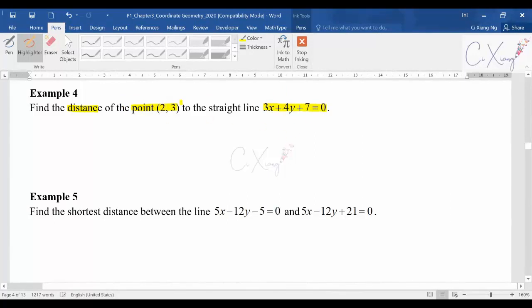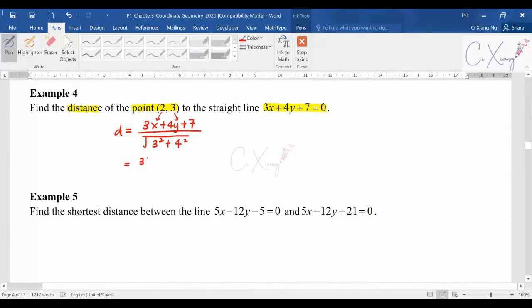So this is the point and this is a line. Therefore, the formula for the distance is what? It is actually |3x + 4y + 7| divided by the square root of a square plus b square, which is 3 square plus 4 square. So to get the value, you substitute the coordinates into the x and also the y.